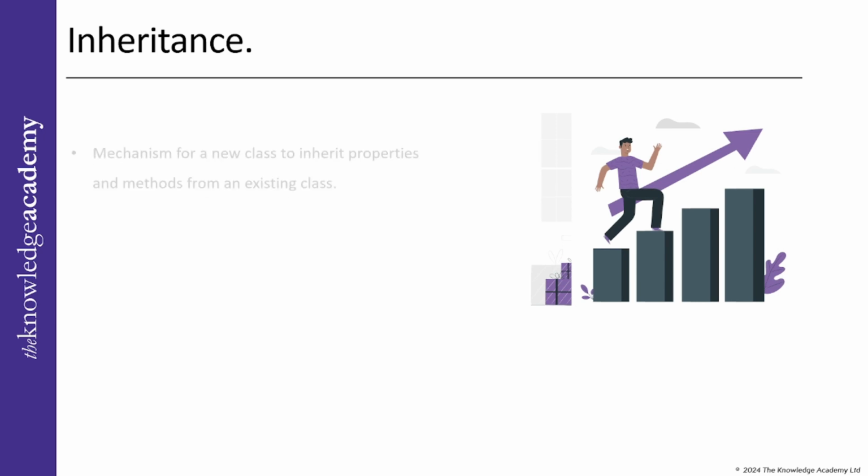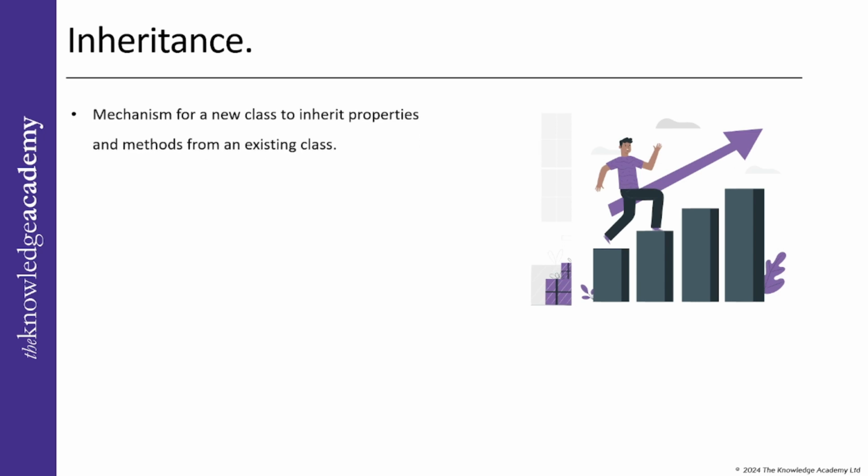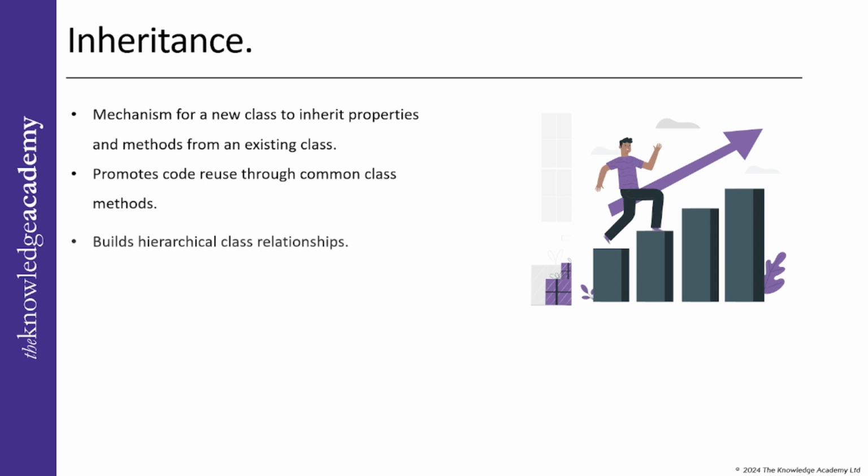Inheritance is a fundamental concept in object-oriented programming that allows a new class to inherit properties and behaviors from an existing class. This promotes code reuse and helps in building hierarchical relationships between classes.